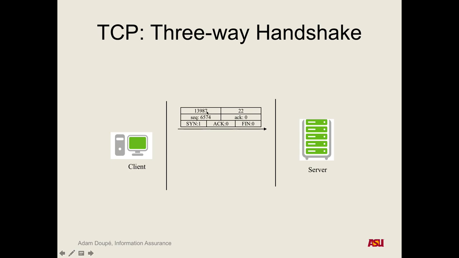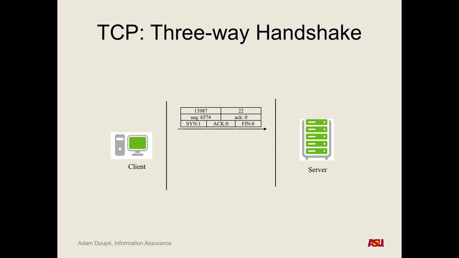Here, these are all mapped to the headers. So we have 13987. Just like UDP, it creates a random source port and says, okay, source port 13987, I want to talk to destination port 22, which is SSH. It randomly generates some sequence number. It says, okay, 6574. It actually doesn't matter what it is. It should be randomly generated, as we'll find out. At this point, there's no acknowledgement number, so it's usually just zero. It sets the SYN flag to one, which you can think of as synchronize. You're trying to synchronize your connection. So we call this a SYN packet. The first step of the TCP three-way handshake is a SYN packet.